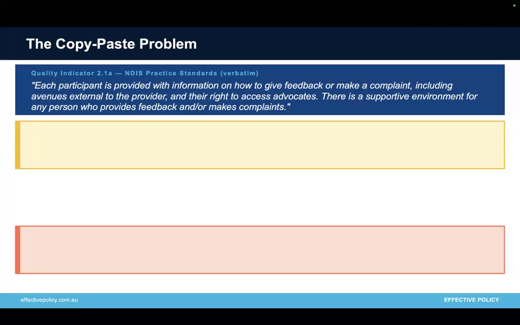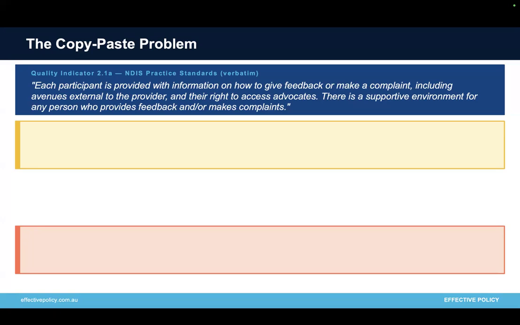So the quality indicator, for example, I'm going to give you a few examples here. The quality indicator 2.1.A, the practice standard, and this is it verbatim. Each participant is provided with information on how to give feedback or make a complaint, including avenues external to the provider and their right to access advocates. There is a supportive environment for any person who provides feedback and/or makes complaints.